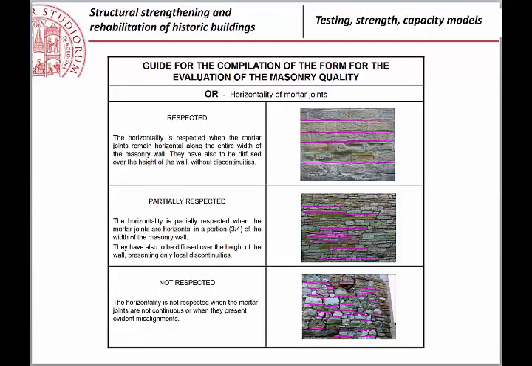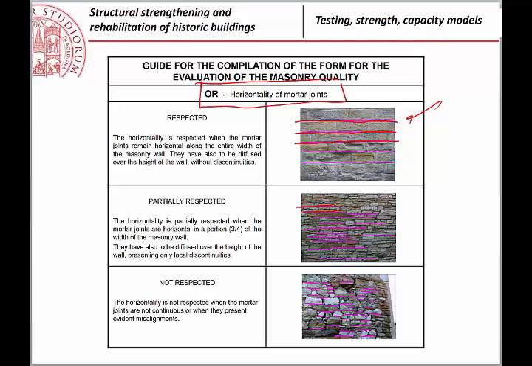For example, we start off with the first one. Horizontality of mortar joints. Respected means, you see in this picture, that the joints are almost horizontal, almost along the wall. Partially respected means, as you see here, that there are some areas where you have a good joint, then the joint is going at a different height, but still you have some alignment of joints.